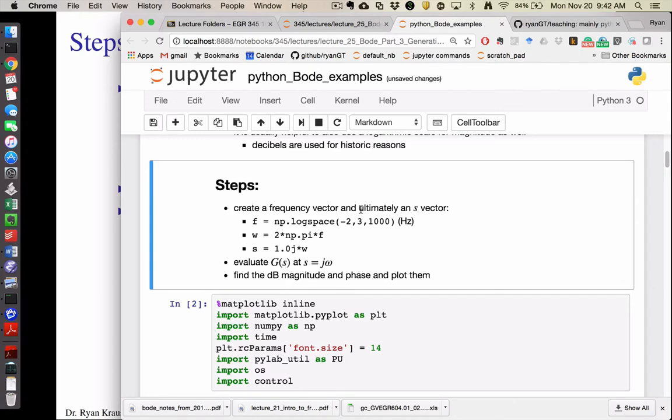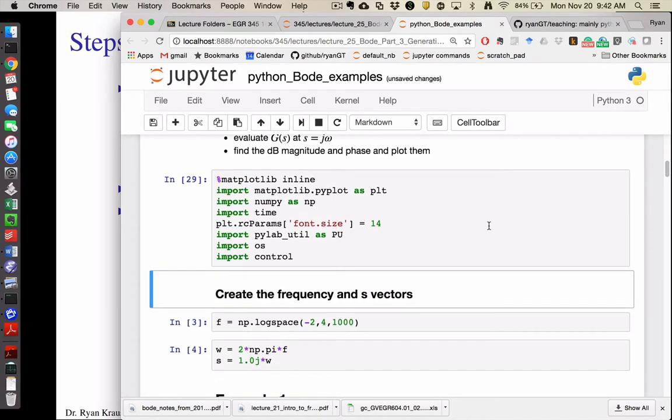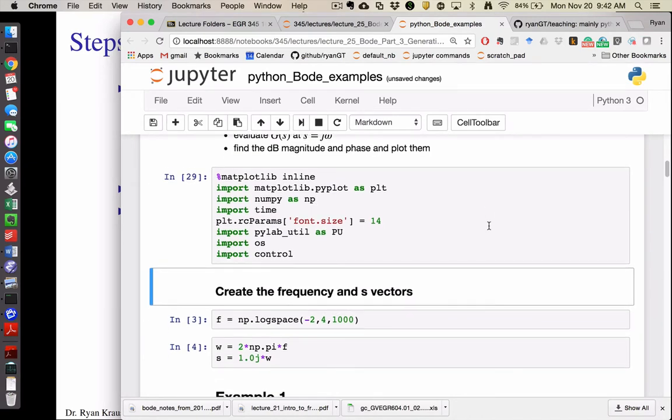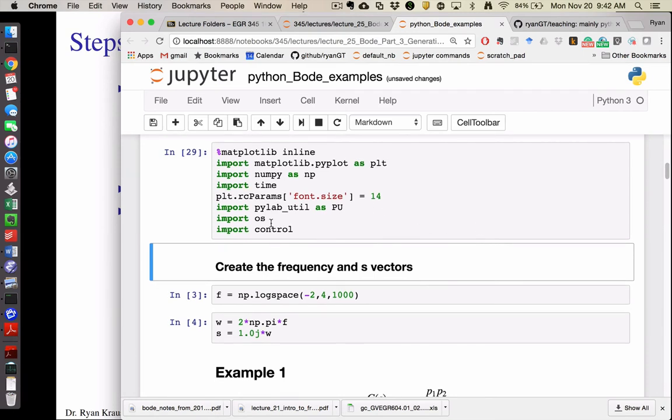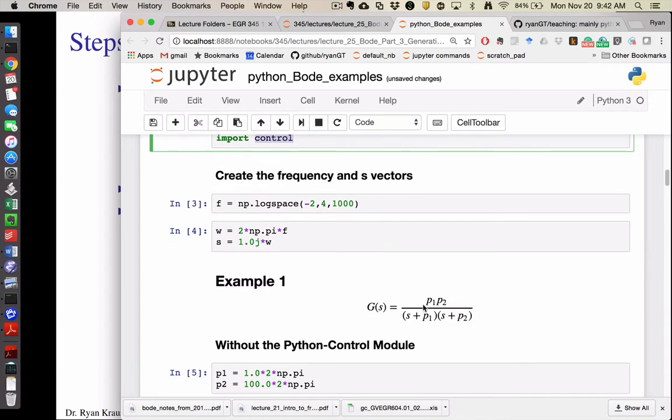And as I mentioned in the slide, we need to generate that S vector and then evaluate G. So I've got to import my typical matplotlib, NumPy kind of stuff. I'm also importing the control module. I'll use that later, though I said that is technically optional.